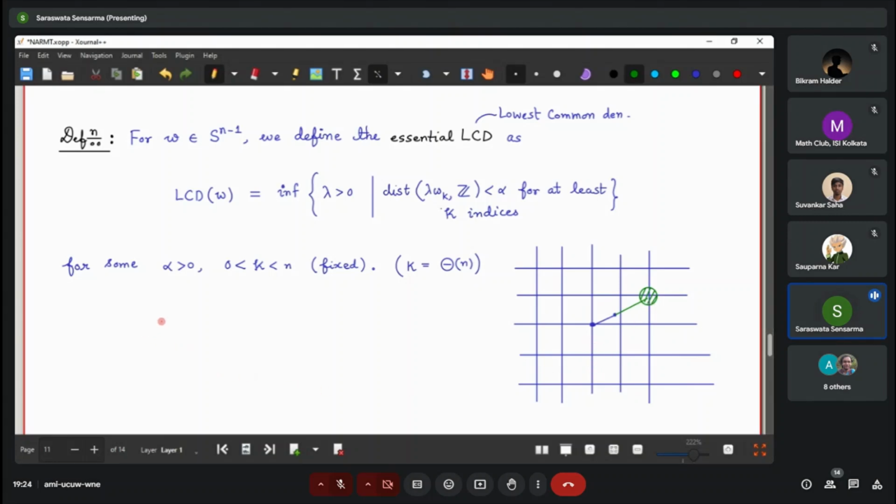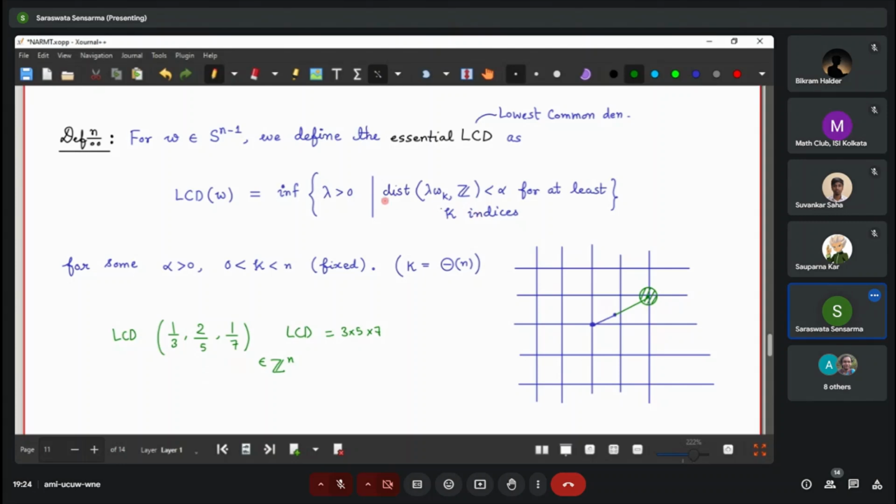Let's say we have these numbers 1 over 3, 2 over 5, and 1 over 7. We say the LCD, the lowest common denominator, is 3 times 5 times 7, because that is the number we have to scale by, so that after scaling by the LCD, this actually belongs to Z to the L. But in our case, that is not possible unless the vectors have a rational ratio between them. So we are content with having them close to these lattice points. All right, so that is why we call it the essential LCD.